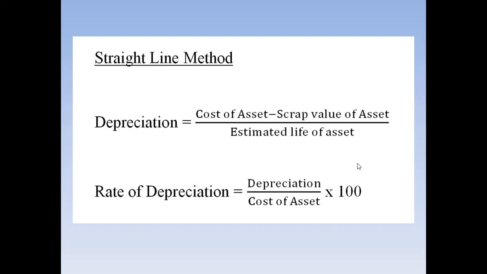Sometimes in a question, scrap value may not be given. So at this point of time, we have to assume that scrap value was zero. And the rate of depreciation formula is depreciation by cost of asset into 100. Sometimes we have to calculate this rate of depreciation also. So this is your formula according to the straight line method. Just remember this formula: cost of asset minus scrap value or salvage value divided by estimated life of an asset. And rate of depreciation is depreciation by cost of asset into 100, and the answer you will get in terms of percentage.